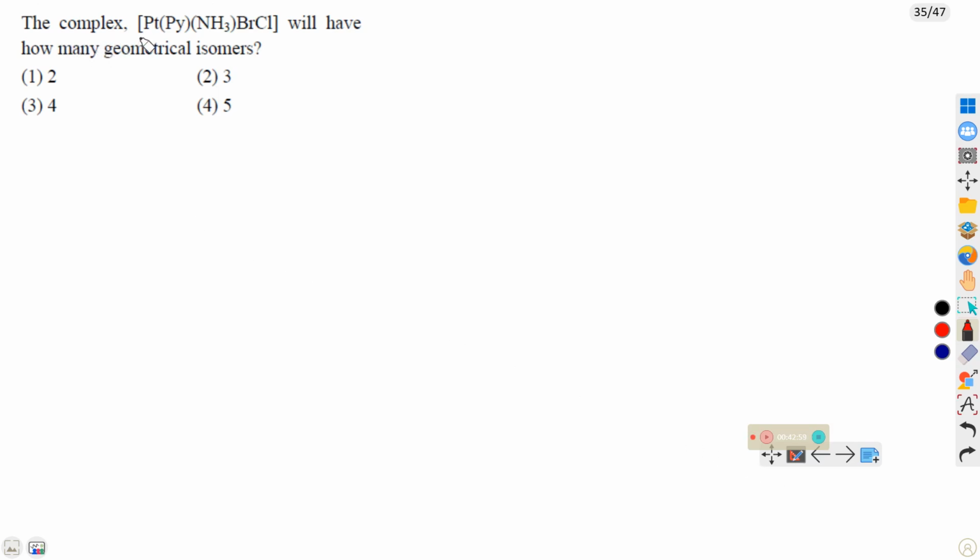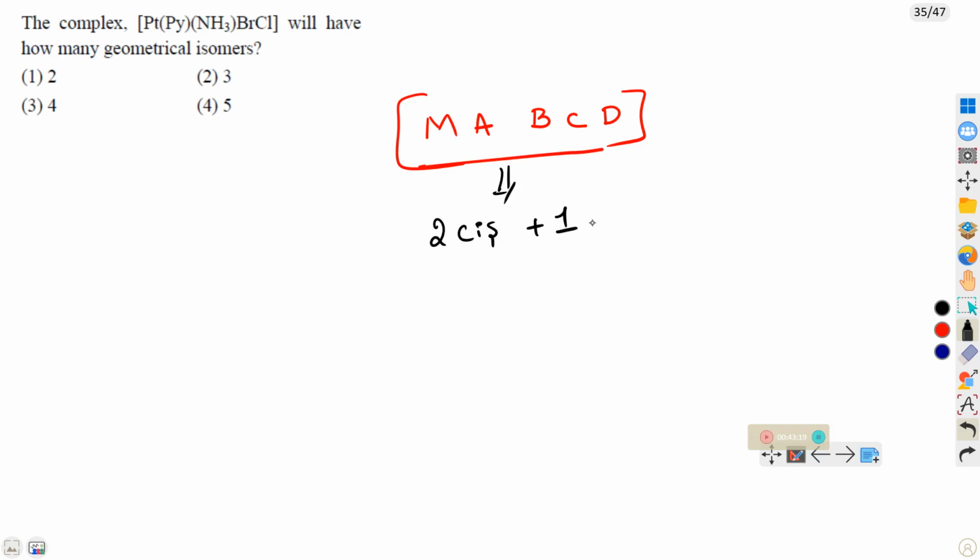The complex Pt(py)(NH3)BrCl. The complex is in the form of MABCD. How many geometrical isomers will it have? MABCD exhibits two cis forms, one trans form. Possible number of geometrical isomers is equal to 3.